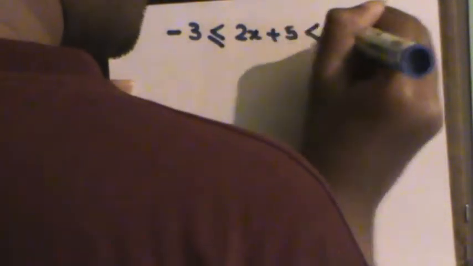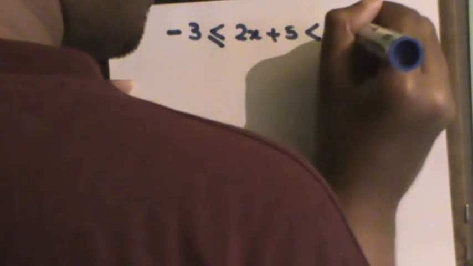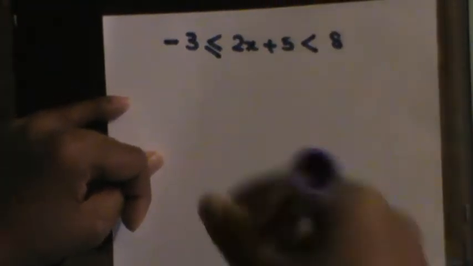In this video I'll be talking about some complex inequalities in which we have to solve two or more inequalities in order to solve for some algebraic term. Say you are given something like this: minus 3 is less than or equal to 2x plus 5, which is less than 8. Simple like this.